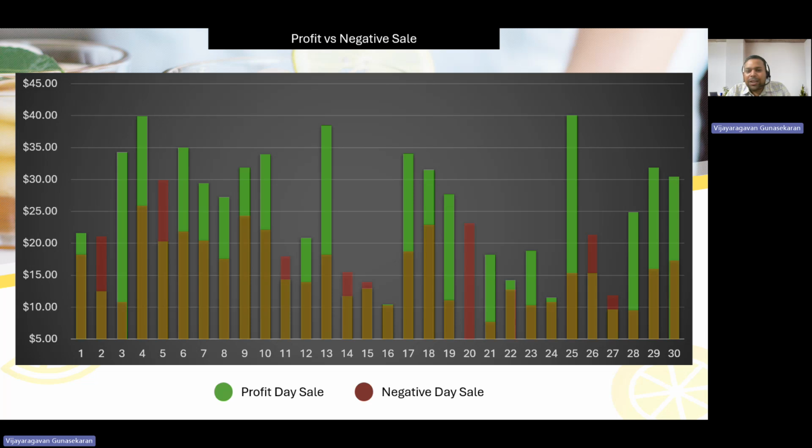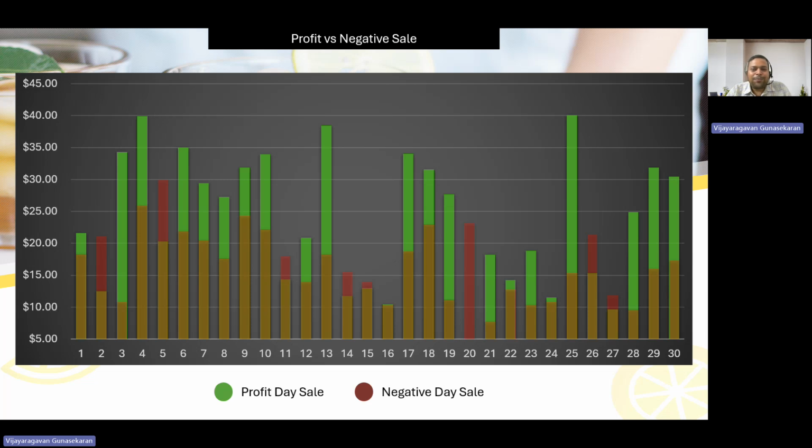It was day 20 where I made a mistake, as I said in the earlier presentation deck as well. So I made a wrong pricing. I bought a lot of products which got wasted.